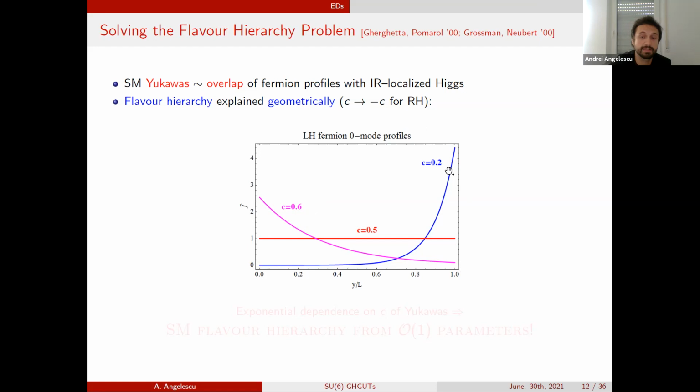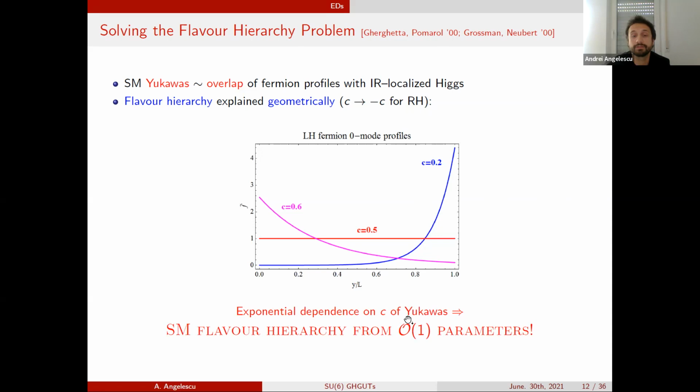So that's a very appealing feature, because in order to solve the hierarchy problem, your Higgs should be localized close to the infrared brane. So with this small, order one variation in the C parameter, you can localize the fermions away from or closer to the Higgs field. And since the Yukawas are given by the overlap integrals of the fermion profiles with the IR-localized Higgs, this offers a geometrical explanation to the flavor hierarchy problem, which is one of the nice features of warped extra dimensions I mentioned in the beginning. This is because the Yukawa has an exponential dependence on C. So instead of having six orders of magnitude in the flavor hierarchy of the Standard Model, we can just reproduce them with order one parameters.